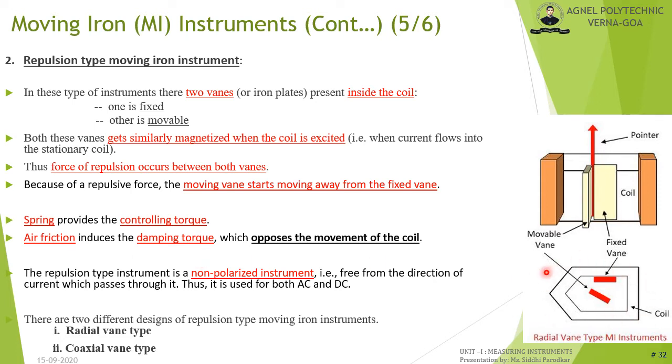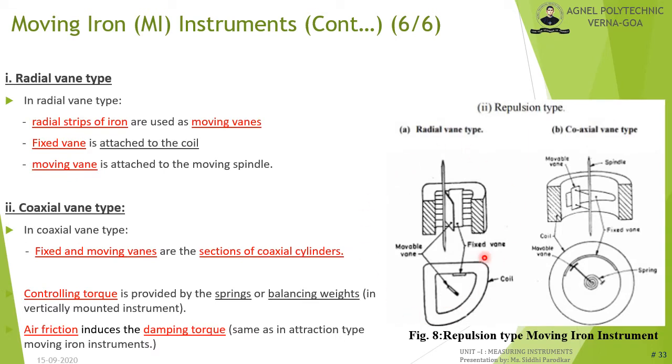The repulsion type of instrument is a non-polarized instrument that is free from the direction of the current which passes through it. Thus, it can be used for both AC as well as DC. There are two different types of repulsion type of instruments. The first one is radial vane type and the second one is coaxial vane type. In the radial vane type of moving iron instruments, radial strips of iron are used as moving vanes. That is, they are like a radius of a circle. Hence, the name radial.